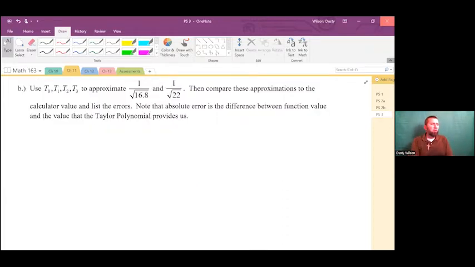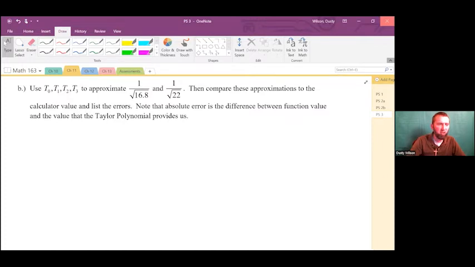Part B. Use T0, T1, T2, T3 to approximate 1 over the square root of 16.8 and 1 over the square root of 22. Then compare these approximations to the calculator value and list the errors. Note that the absolute error is the difference between function value and the value the Taylor polynomial provides us.